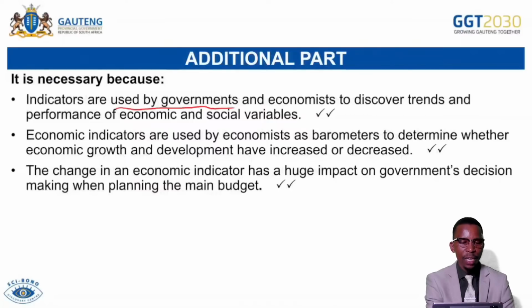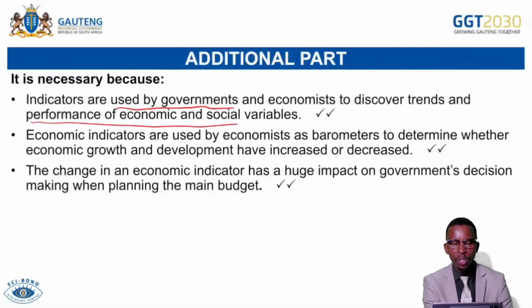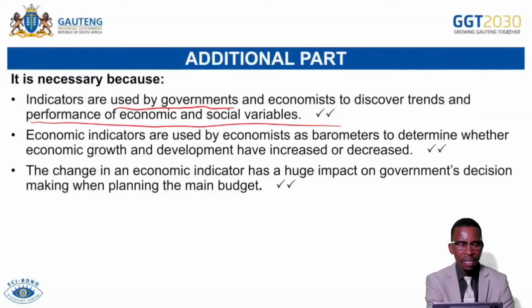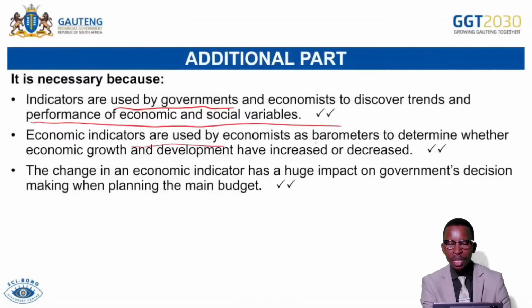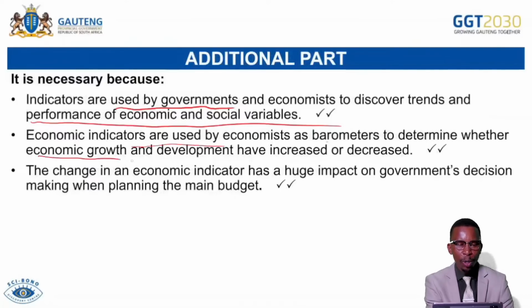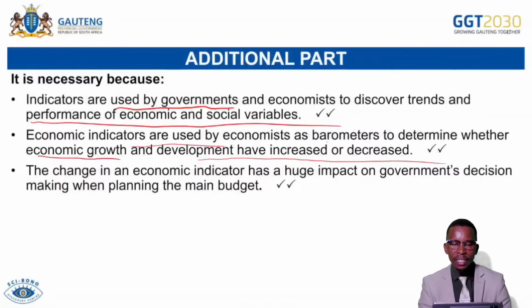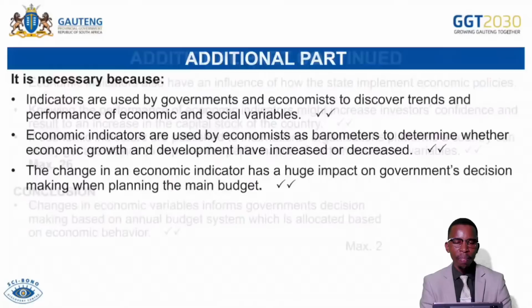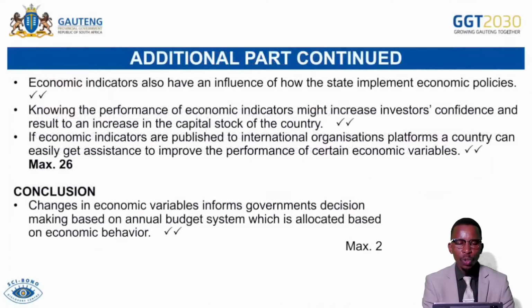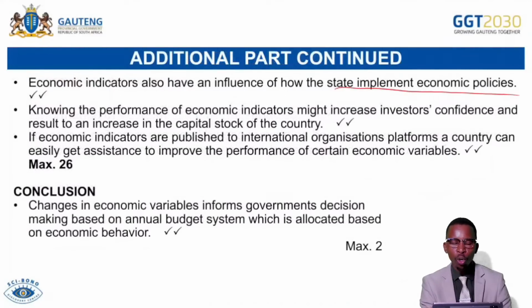Indicators are used by government and economists to discover trends in the performance of economic and social variables. Economic indicators are used by economists as barometers to determine whether economic growth and development has increased or decreased. Changes in economic indicators have a huge impact on government decision making when planning the budget. Economic indicators also have an influence on how the state implements its economic policies.